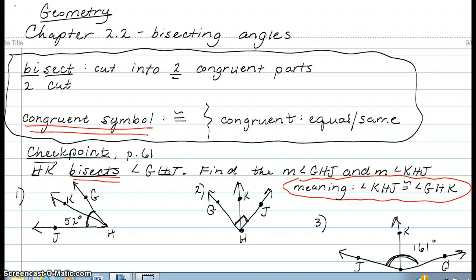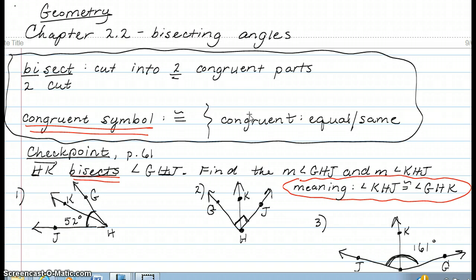Let's review what bisect means. Bi means two. Sect means to cut, so this is a prefix, this is a root word. You're going to cut each of the angles into two congruent parts. So we have another symbol I want you to know the word for, which is the congruent symbol. It looks like an equal sign with a little wave over the top. And congruent, once again, means equal or the same.